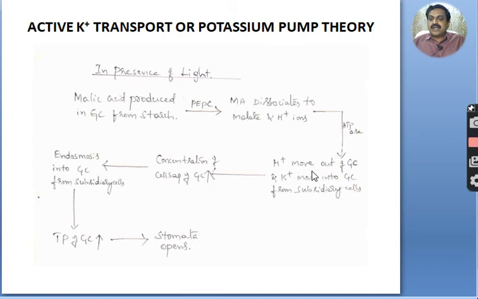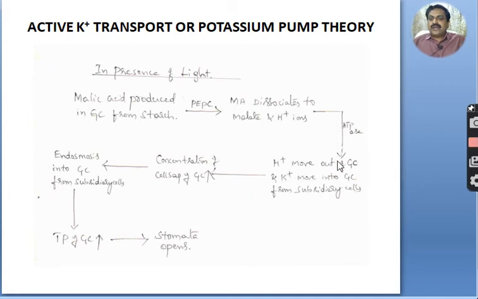Now they leave the guard cells, that is, move out of the guard cells, in place of which potassium ions from the surrounding subsidiary cells enter into the guard cells. So it is just an exchange of H plus ions, protons, and K plus ions. That is why the theory is called the K plus transport or potassium pump theory, according to Zelitch and Levitt.